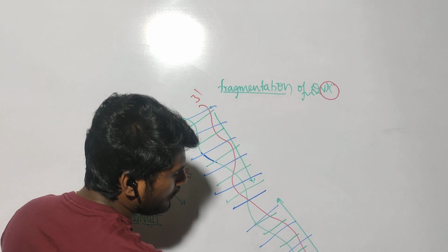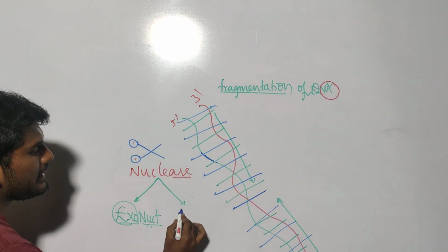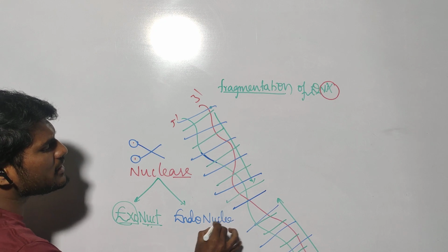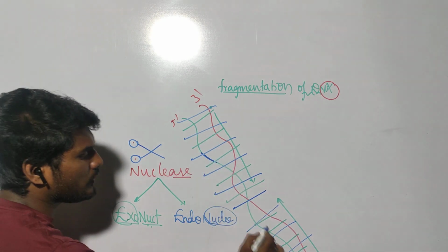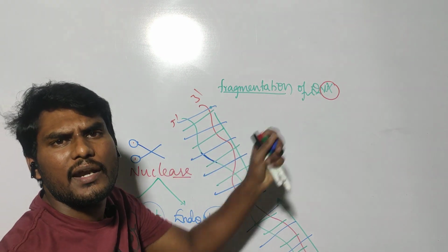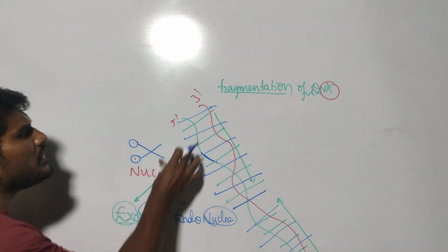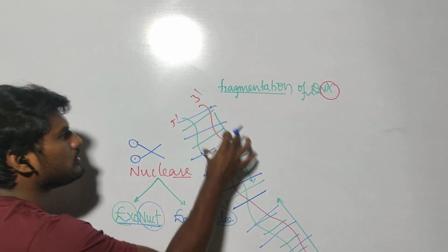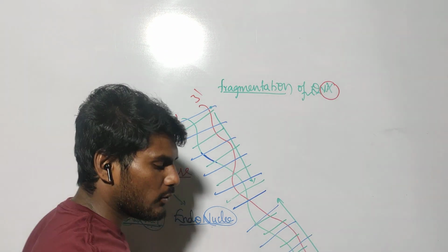From center to outside I will cut. At that time the enzyme name is endonuclease. Both are nucleases. Nuclease means what? Which can cut the nucleic acid. Which nucleic acid? DNA or RNA we can say. So if it is cutting from out to inside, it is exonuclease. If it is cutting from inside to out, it is endonuclease. That is the only difference.